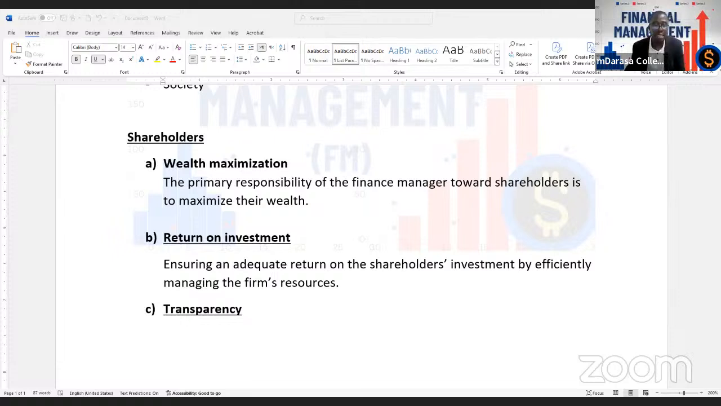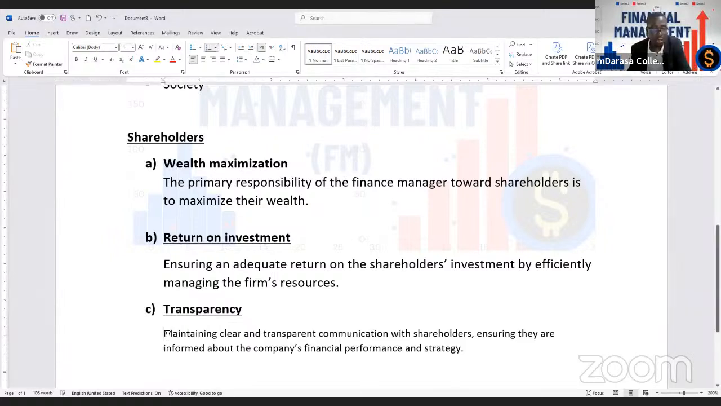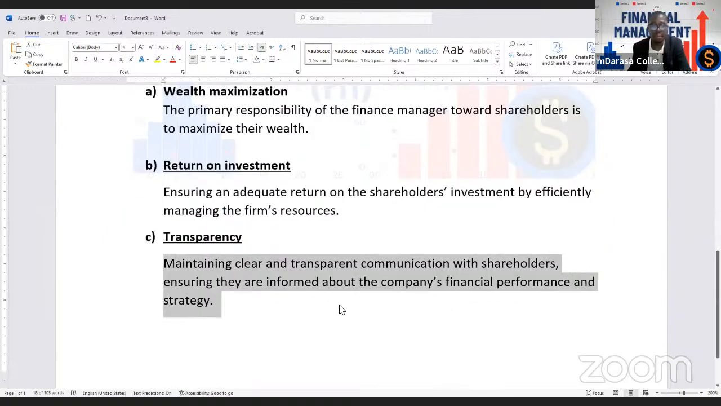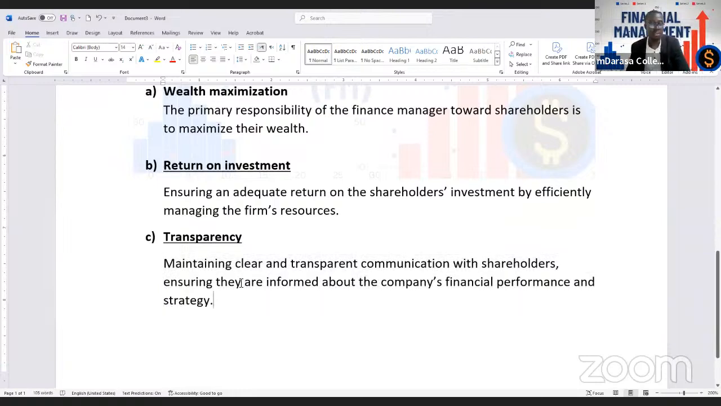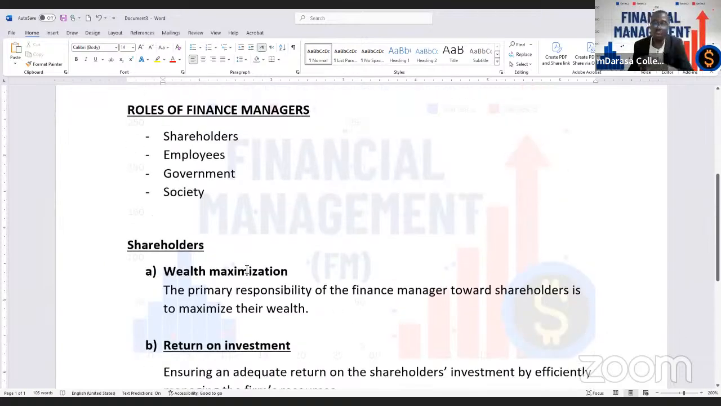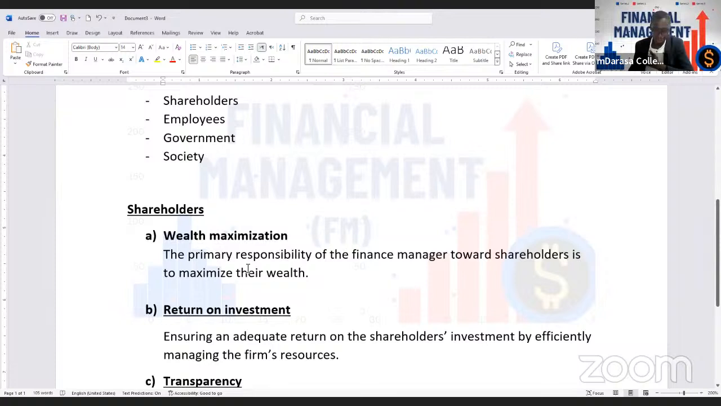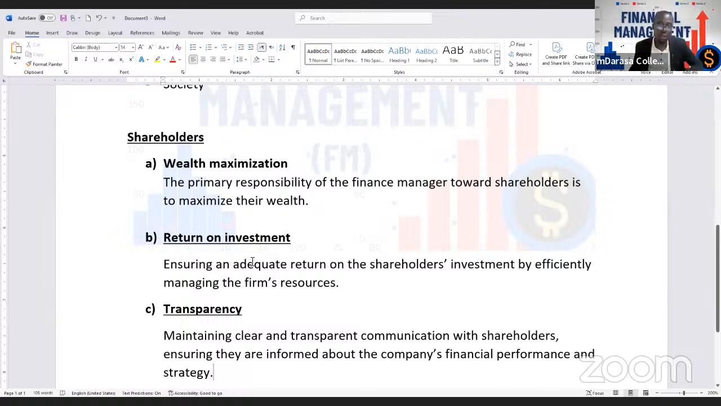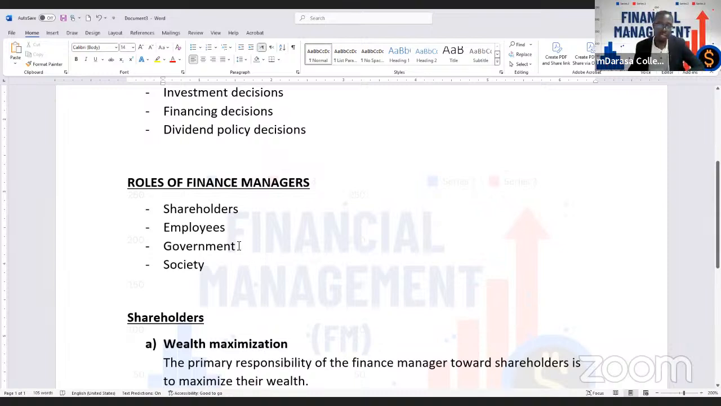The same relationship will also exist between the shareholders and these investors. Kindly just be transparent with me. Tell me as an investor whatever is happening. So transparency is also a key role that finance managers should have to the investors. In a very simple manner, we're saying that at the end of the day, these finance managers should be transparent. And by transparency, we say maintaining clear and transparent communication with shareholders. We can have a lot of elements in relation to the roles of finance managers to shareholders.